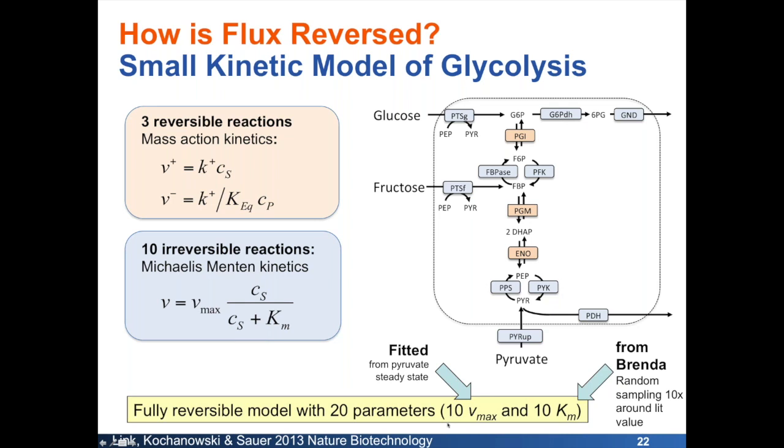It's a fully reversible model. It can switch from pyruvate to glucose and back. We take the Km values from BRENDA, and because we're not so sure about the in vitro data, we allow the values to vary tenfold higher or lower than what is reported in the literature. We search in this entire space. And we fit the Vmax values of each of these enzymes from our pyruvate steady state data. So we have some indication of the parameters, but we don't pretend we know them exactly, so we leave a little bit of a larger range.